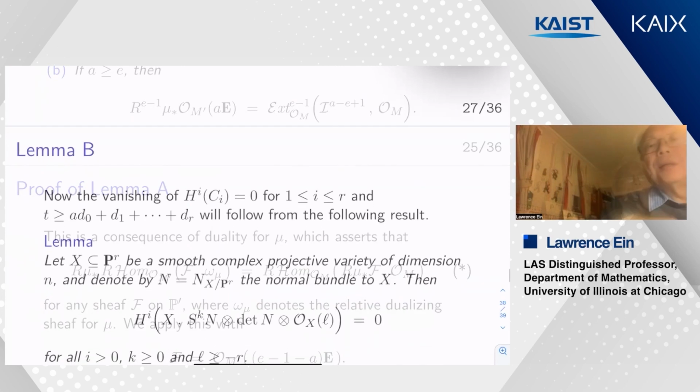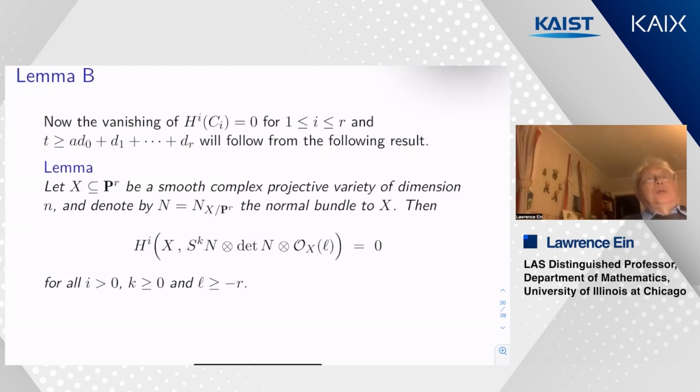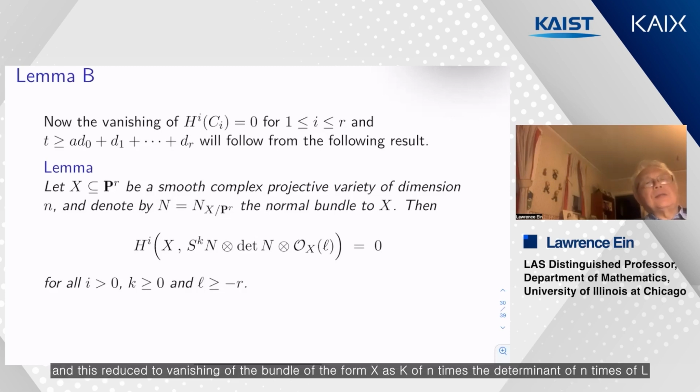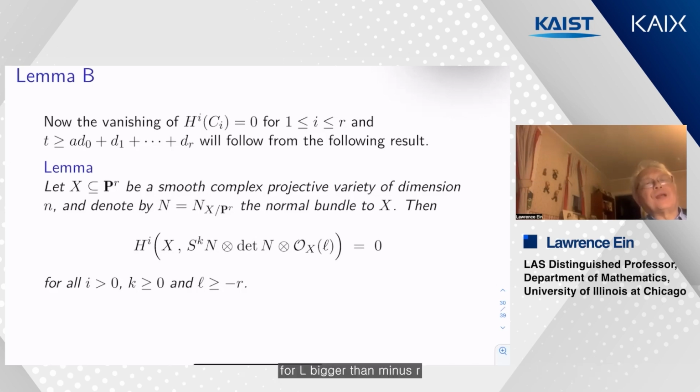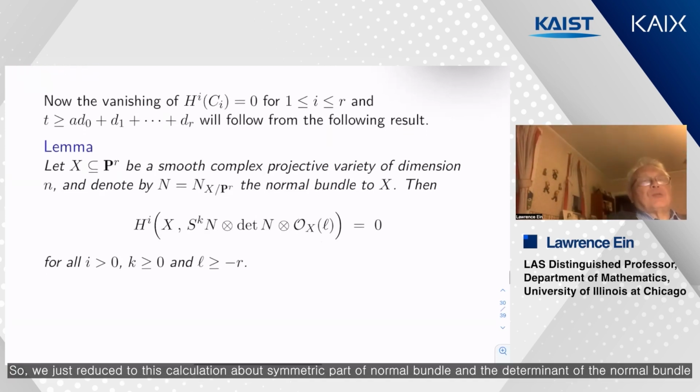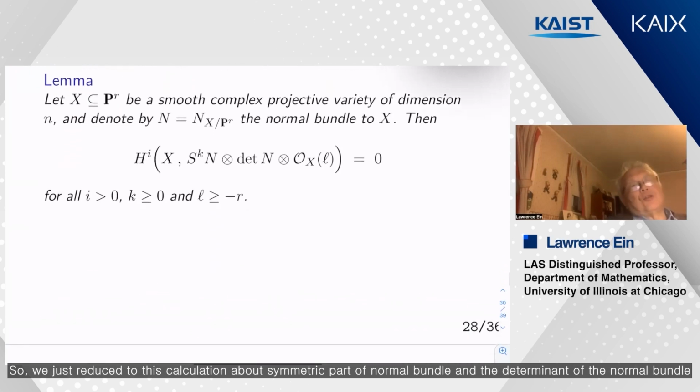Okay. Now, so we need to prove that the Ext of Ci is equal to 0, and this in turn reduces to vanishing of the bundle of the form Sym^k of N tensor determinant of N tensor O of L for L bigger than minus R. So we just reduce to this calculation about the symmetric product of the normal bundle and the determinant of the normal bundle.